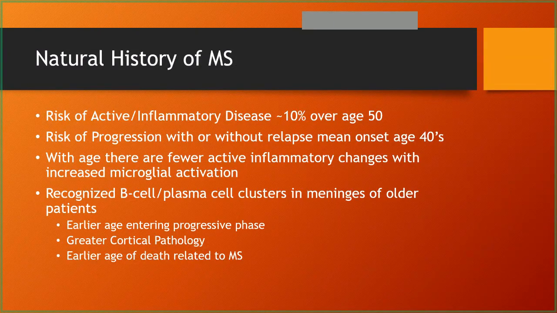With age, back to that slide, there are fewer active inflammatory changes, and this is based on patients' symptoms, MRIs, and even pathology. And it's been described within the last 10 years that in some of our older patients, in lots of patients with multiple sclerosis but it seems to be in the older population, there are plasma cell clusters or B cell accumulating areas in the meninges, questionable lymphoid tissue. Those findings are associated with more of a progressive, degenerative component in individuals with those findings on pathology.